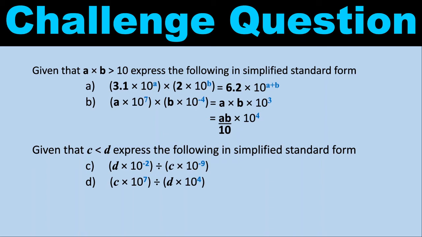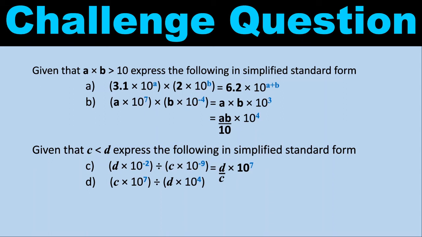For question C, even though this is a division, I'm going to start the same way I did above. First, I'll do the division of the non-base 10 parts. So I'll do D divided by C, or D over C. And I'll multiply that by the result of dividing my base 10 parts. So 10 to the power of negative 2 divided by 10 to the power of negative 9. Since we have the same bases, we'll use the Division Law of Indices, which tells us to subtract our indices. So negative 2 minus negative 9. And of course, you should know a double negative means add, so negative 2 plus 9, which is 7. So I've got D over C times 10 to the power of 7.